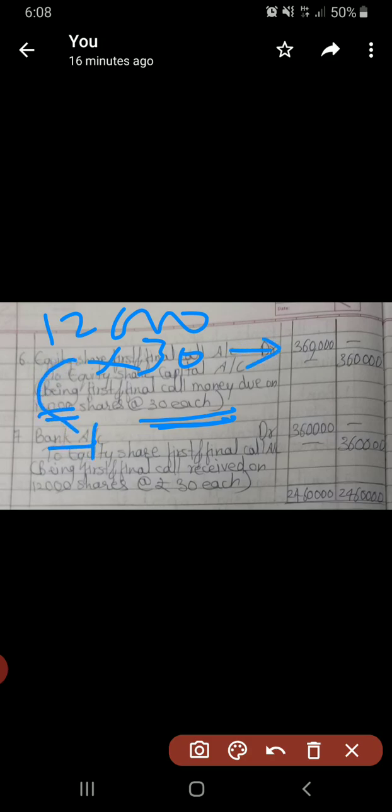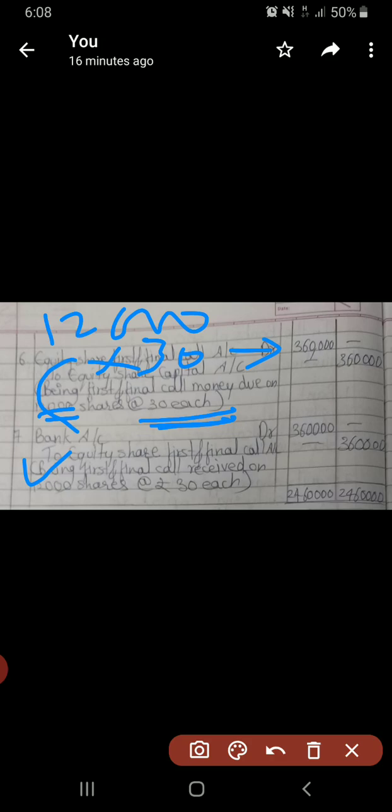Still, if you are confused from where I am taking this money, it is money which is given in the problem. Take application, allotment and first call from there, and the 12,000 shares issued. Multiply 12,000 by 30 on the calculator: it is 3,60,000, and the same amount bank is going to receive. It is bank account to equity share first and final call account debit.